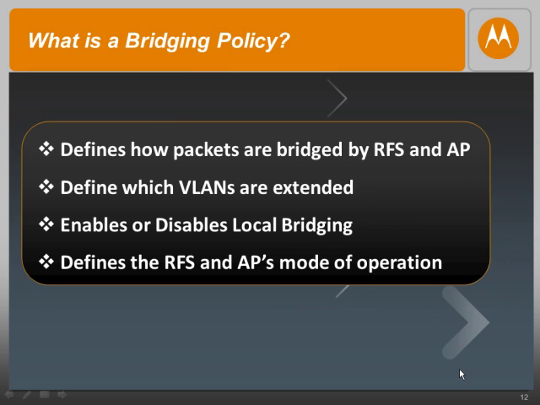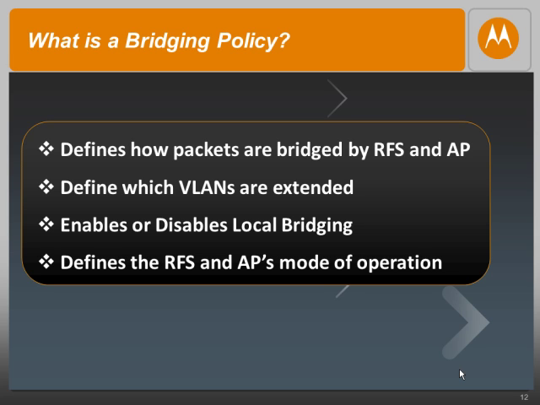So what is a bridging policy? A bridging policy defines how packets are bridged by an RFS and AP. It defines which VLANs are extended to the edge. So for example, if the admin wishes all the guest traffic to be tunneled back to a central location, that particular guest VLAN can be defined under the bridging policy.